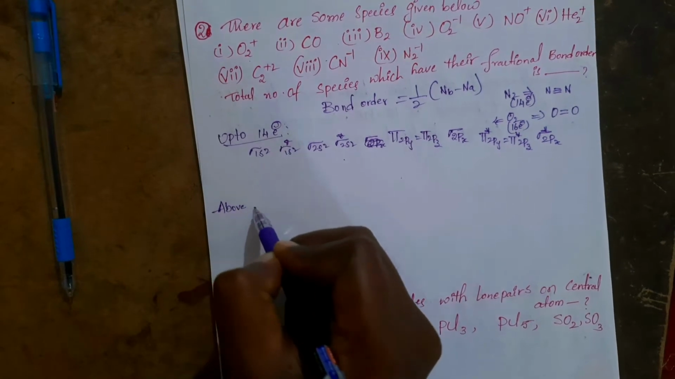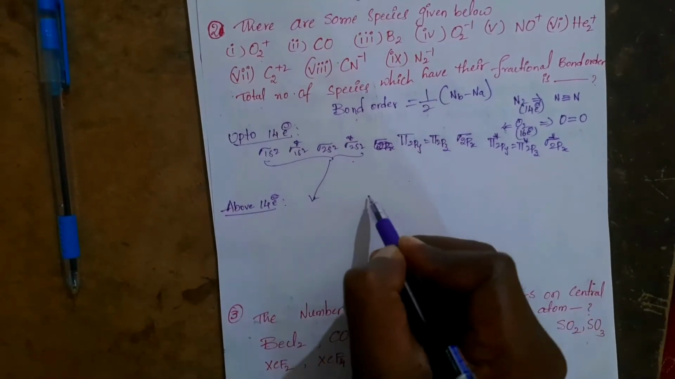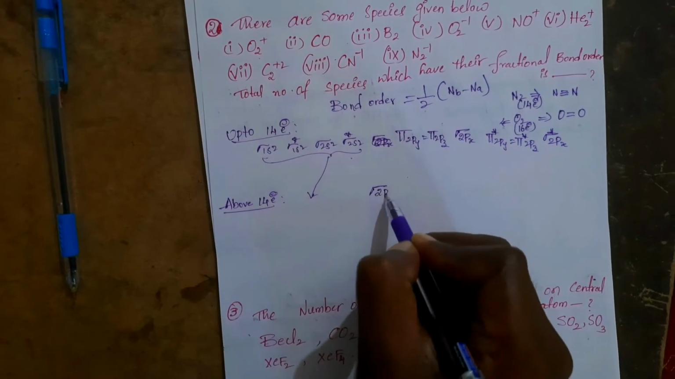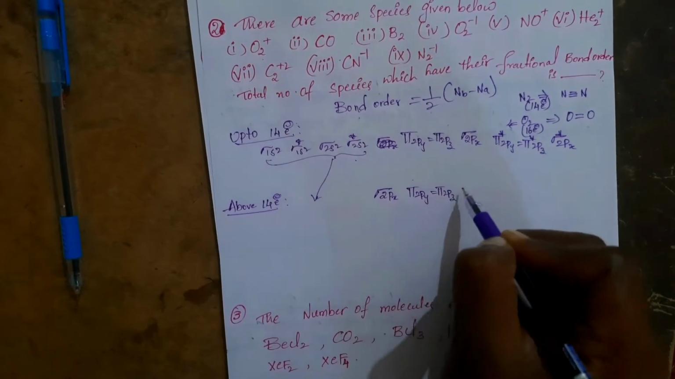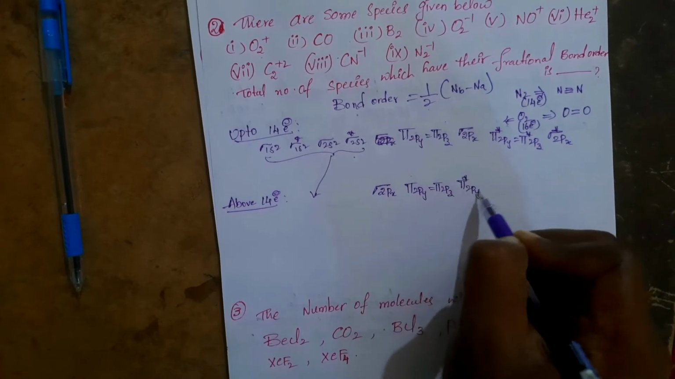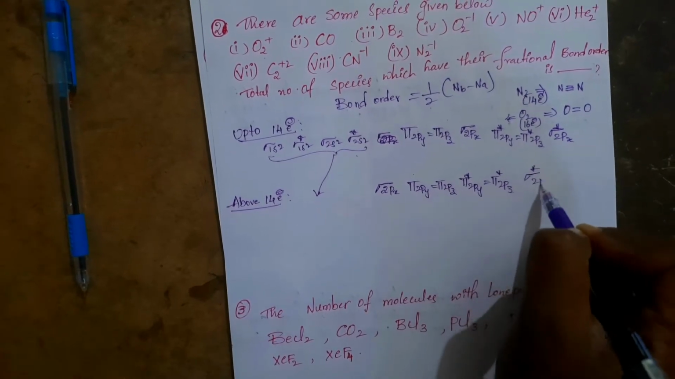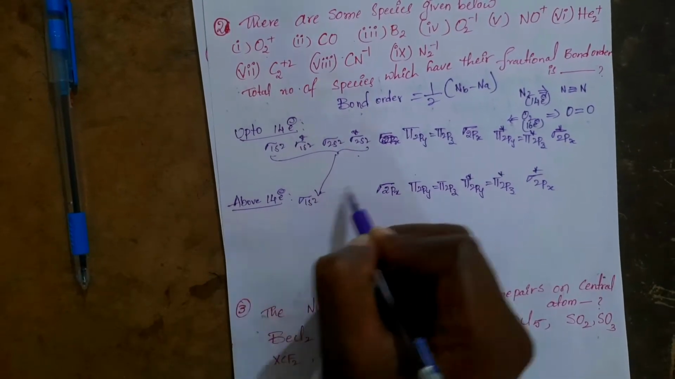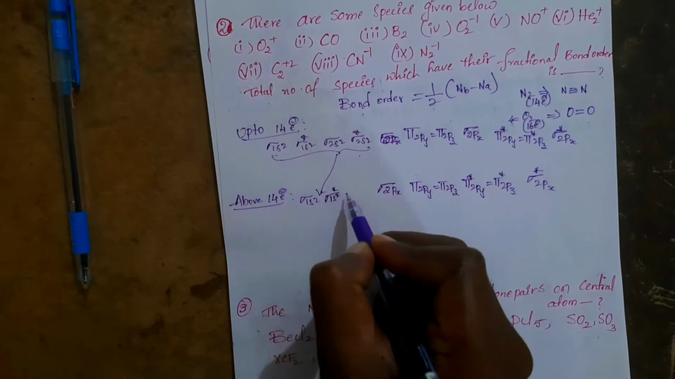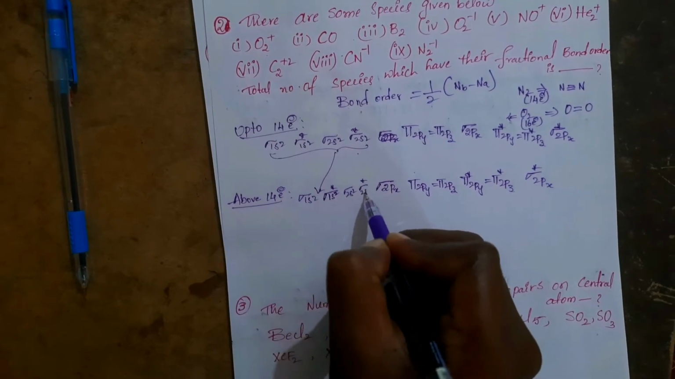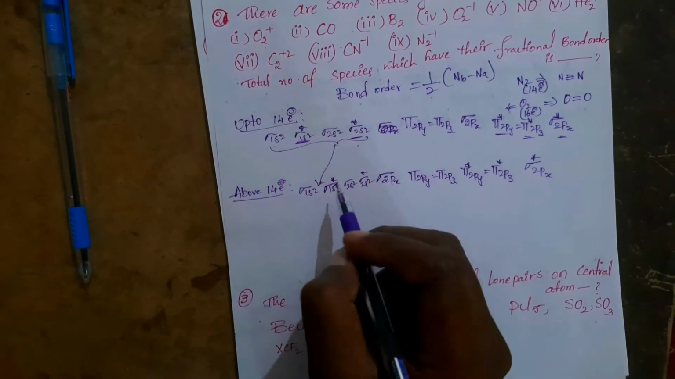For above 14 electrons, the first terms will be the same: sigma 1s2, sigma star 1s2, sigma 2s2, sigma star 2s2. The only difference is that sigma 2px comes to the front, before pi 2py equal to pi 2pz. After that comes pi star 2py and pi star 2pz, and the last one is sigma star 2px. The star indicates an anti-bonding molecular orbital; without a star indicates a bonding molecular orbital.